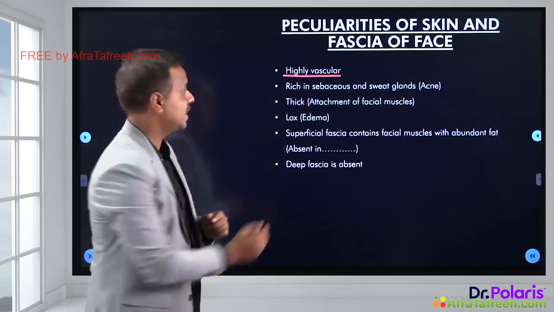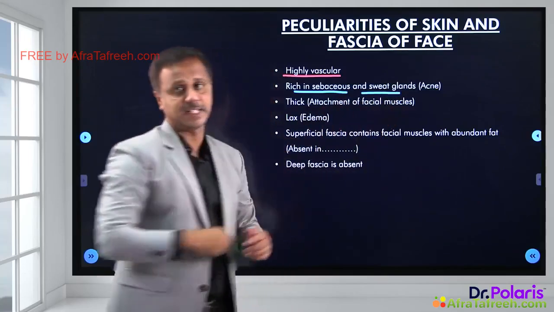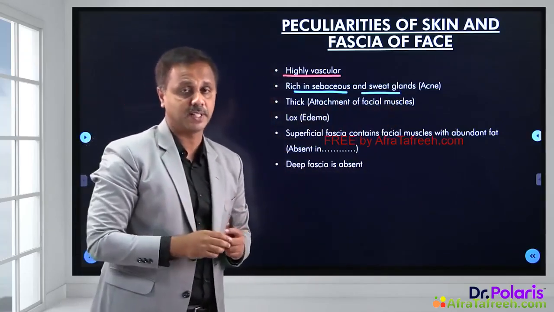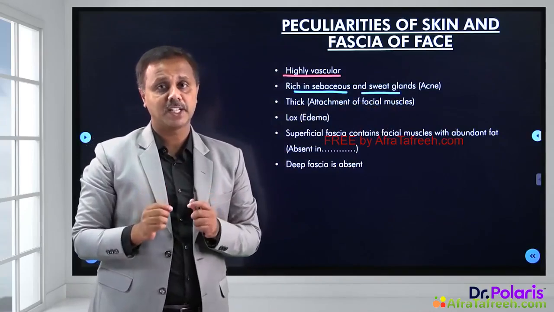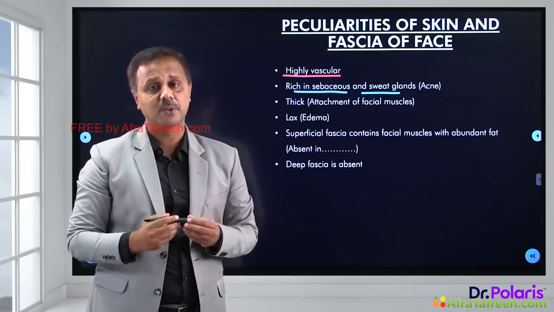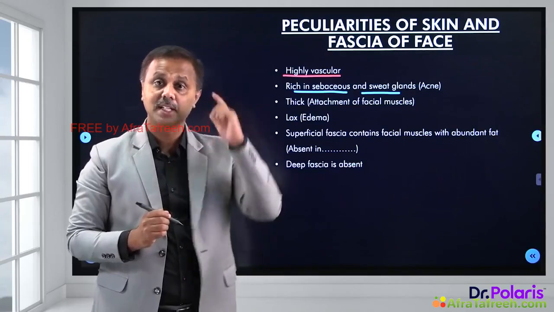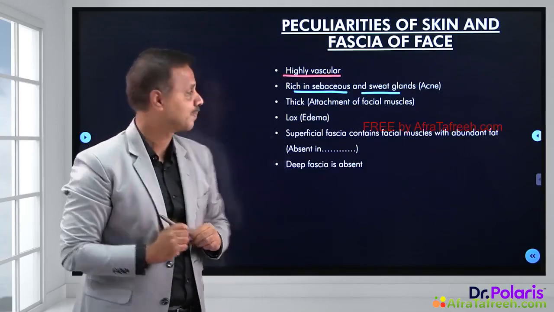The skin of the face is rich in sebaceous glands and sweat glands. What is the importance of this? This will result in increased occurrence of acne over the face, and also face is a common site for occurrence of sebaceous cyst, similar to scalp, remember.